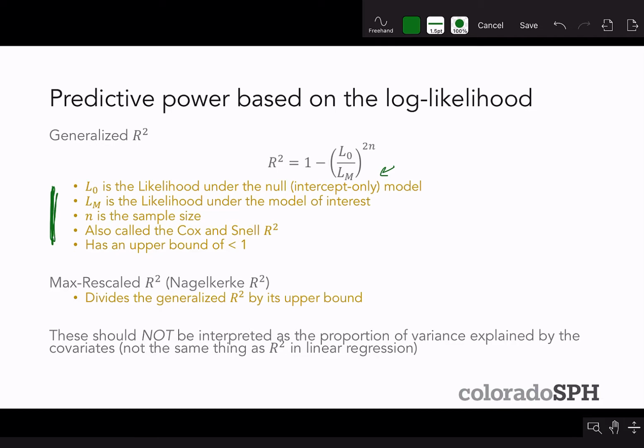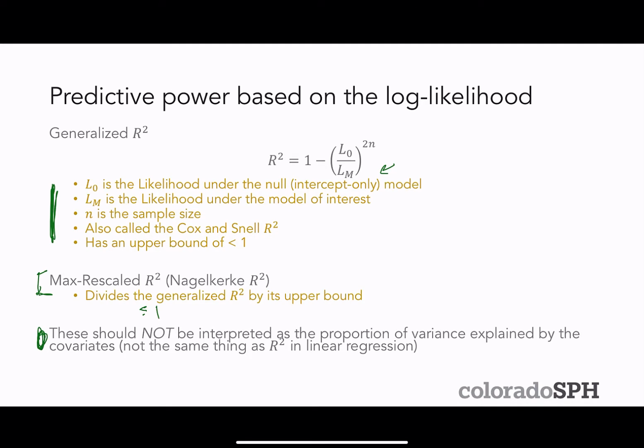And so the max rescaled R-squared value is very similar to the generalized R-squared, except it divides R-squared by its upper bound, so now your value is between 0 and 1. So it has that more intuitive interpretation. However, in general, these should not be interpreted as a proportion of variance explained by the covariates as in R-squared, because it's a little bit more complicated than that.